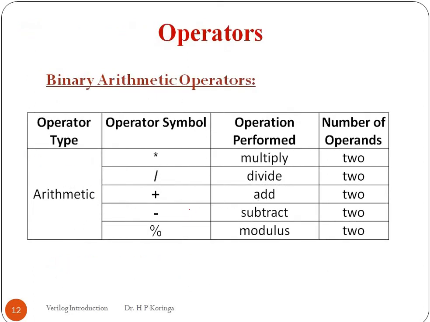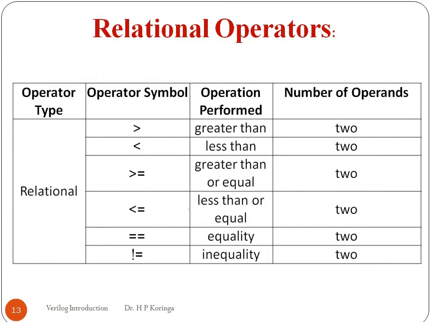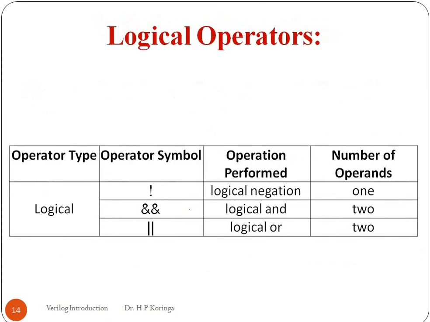Now let's see what the different operators are. Suppose the binary arithmetic operators. Here the symbols are similar to the C language, so it is self-explanatory and not required to be explained. Similarly, there are relational operators to check greater than or equal, less than or equal, equality, and non-equality in any conditional operator. We can use these relational operators.